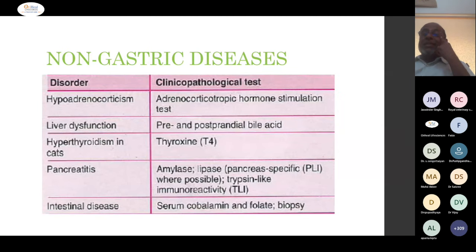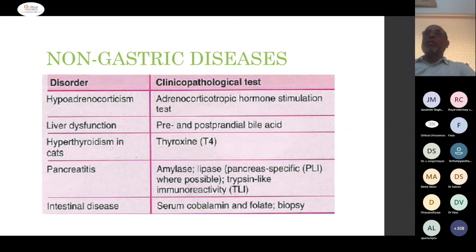Non-gastric diseases which cause problems, we should be able to first recognize while we are dealing with them, because the clinical signs are similar. So hypoadrenocorticism, Addisonian disease. This you should always have in mind when you think about gastric diseases. Liver dysfunction can be a source of gallbladder problems or liver disease, can stimulate the vomiting center, can show vomiting, and can be a sign of GI disease.